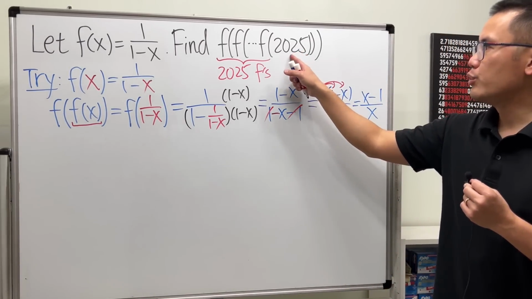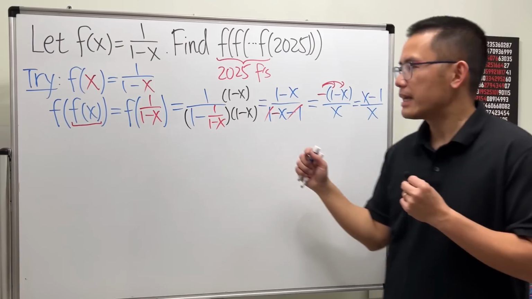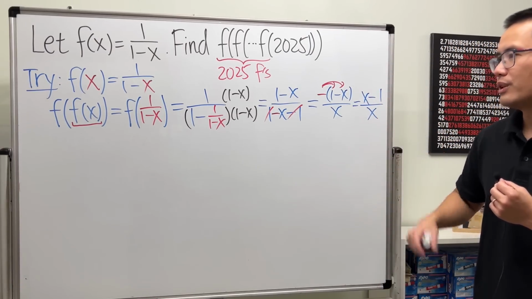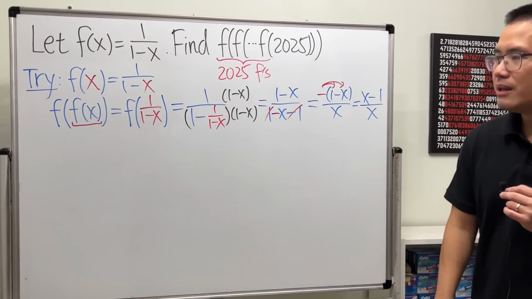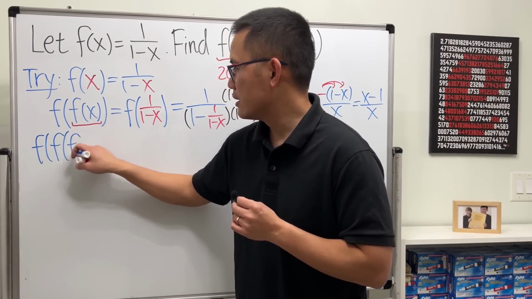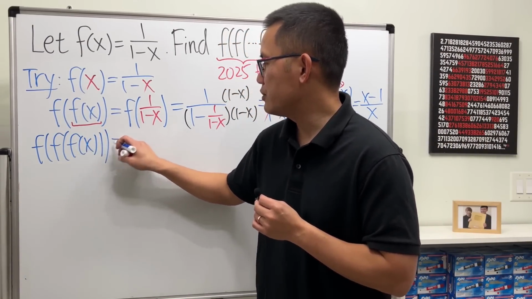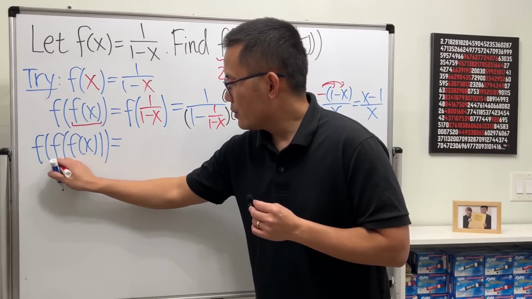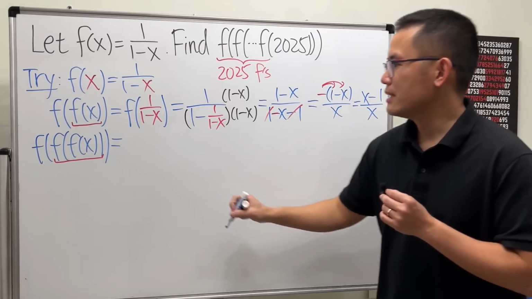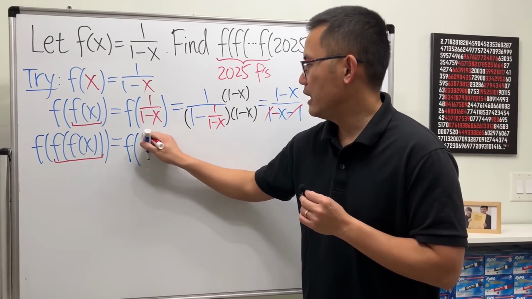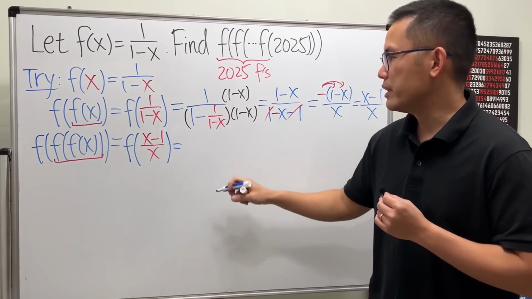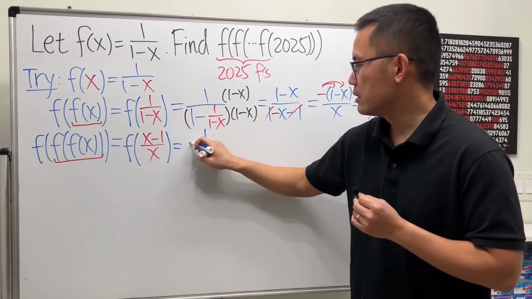If I have to plug in 2025 into here, I can plug in 2025 into here and here, which is 2024 over 2025. Not so bad. But now, let's do it again, because I don't really see a pattern yet. And sometimes you just have to be patient. Now, we know when we have f of f of x, the result is that. So we just have f of x minus 1 over x. And do the same thing that we did. Put this into here.